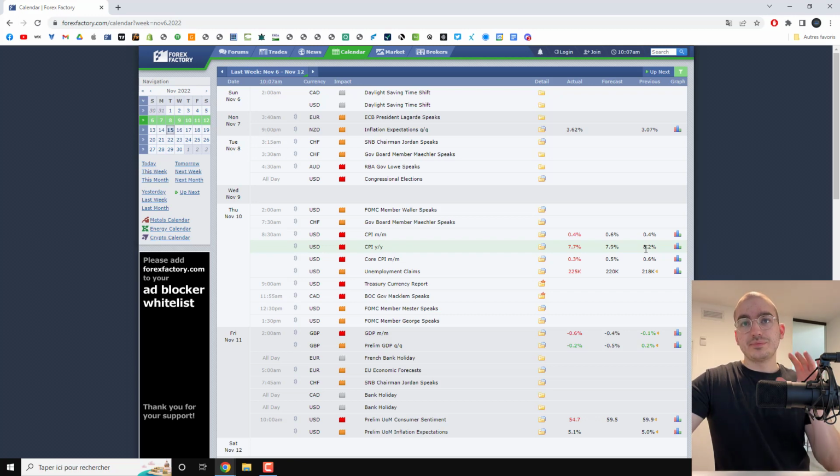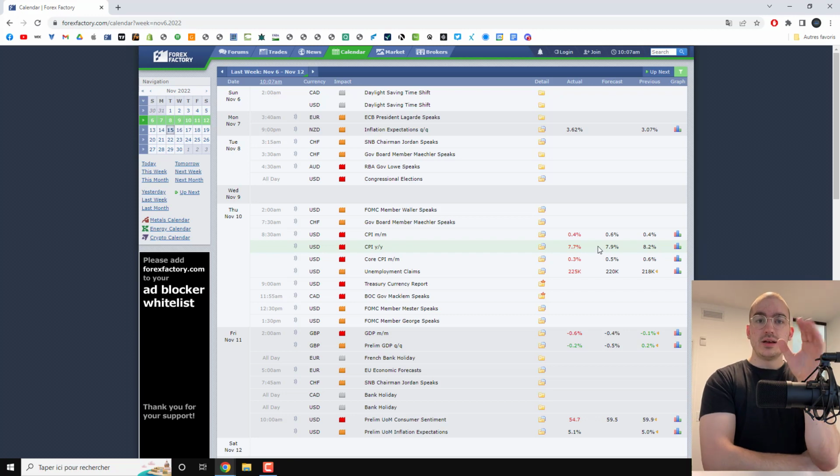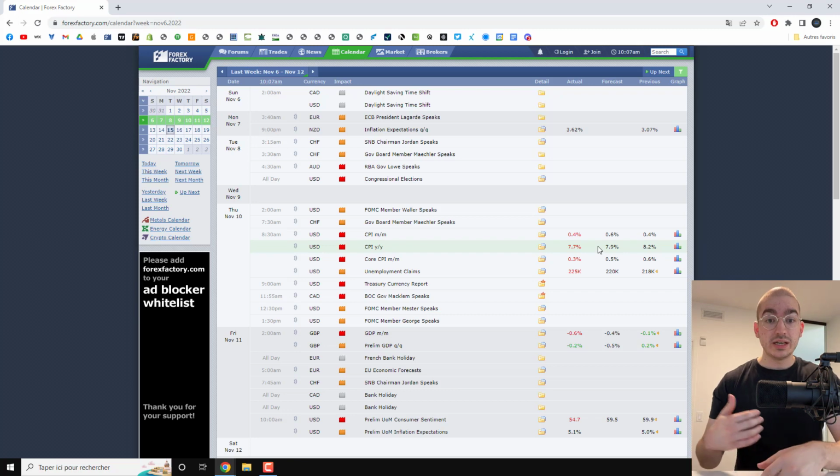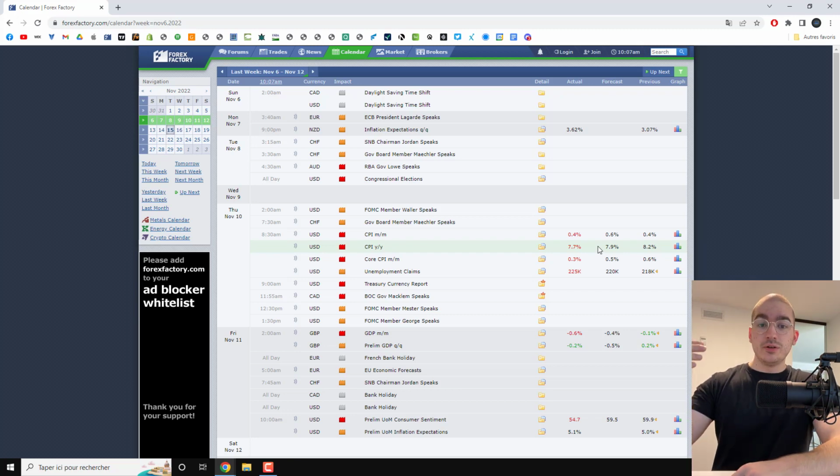So we had 8.2% inflation, and for this month we had 7.7, so even lower than what was expected. And so as soon as I saw these numbers, I was like, wow, it's actually a pretty big drop in terms of inflation. What does that mean? That means that the Fed is most likely going to slow down raising interest rates quite soon. So what does that mean? That means that the stock market is going to go up and the dollar is going to come back down.